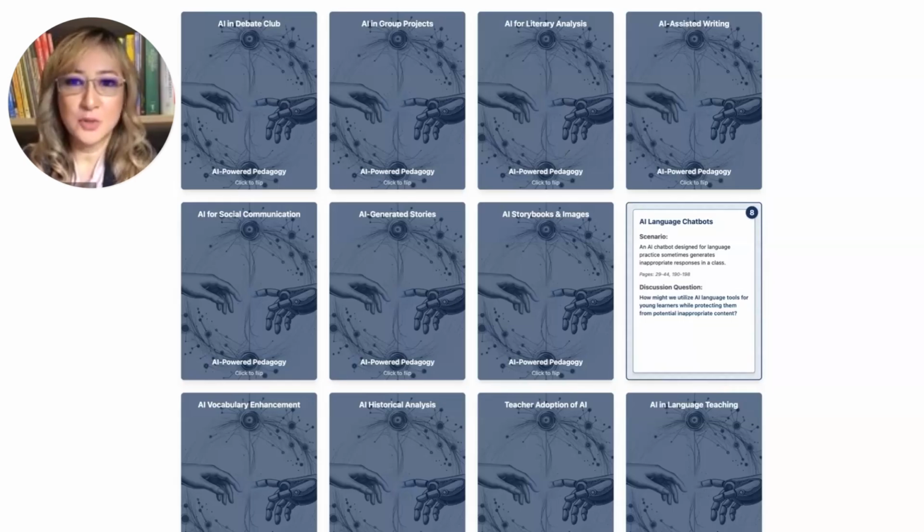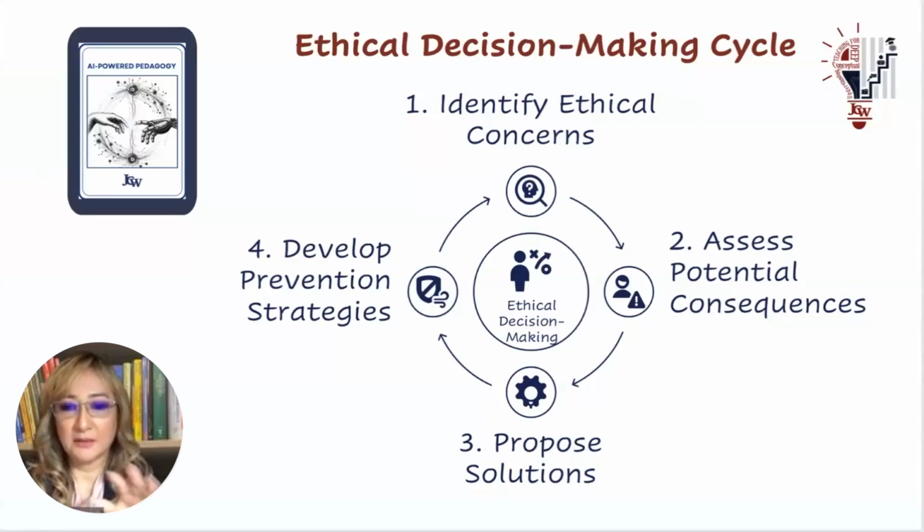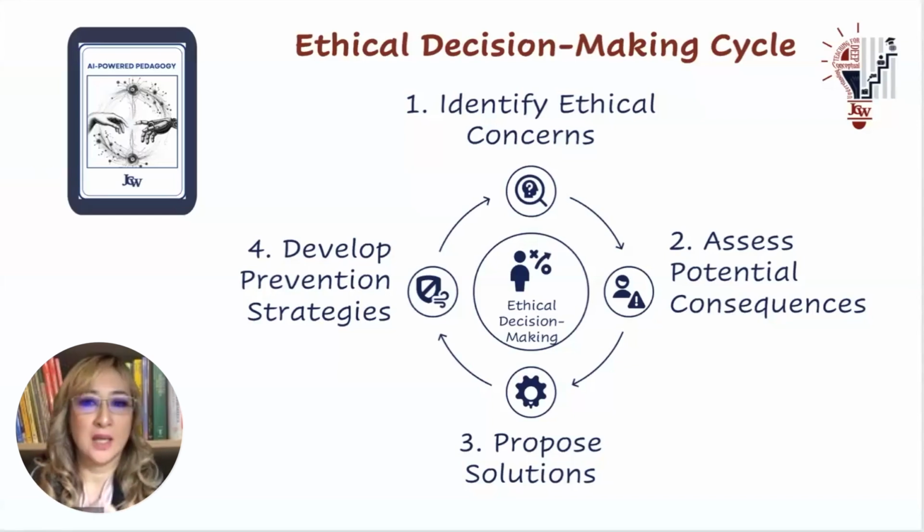Okay, so let's say you've come up with these cards and you've turned one around and you have the discussion question, what is the roadmap, or what are the series of steps that you could take to actually discuss this? So let me show you a framework that will help you. Okay, so here are 4 steps that we could take to actually try to work out what to do in these situations that you're faced with AI ethics.